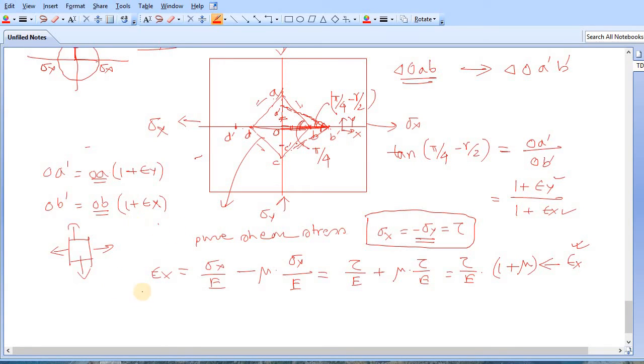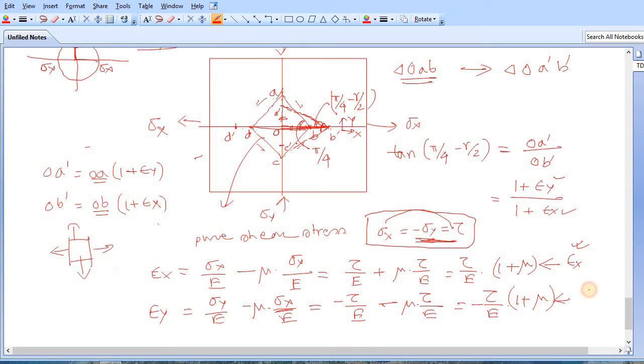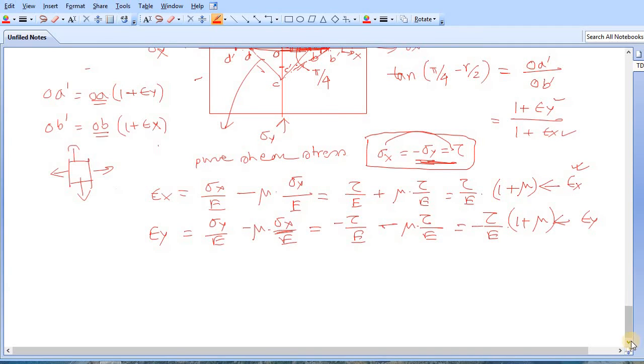Again, what is the value of epsilon y? Simply sigma y by E minus mu times sigma x by E. This is the general formula, and in our case sigma y is equal to minus tau, so put minus tau by E minus mu times, again sigma x is equal to tau, so put tau instead of sigma x. It is coming as minus tau by E into 1 plus mu. This is epsilon y. No question?